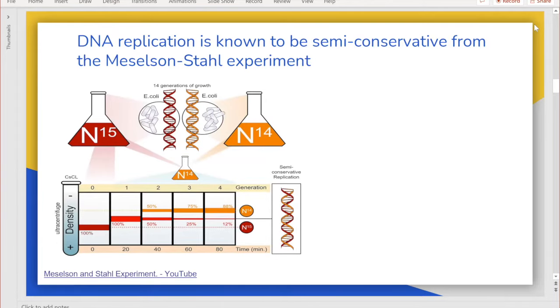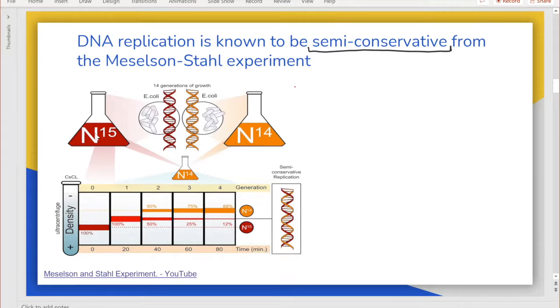There are 4 features of DNA replication. The first is that DNA replication is semi-conservative. And what that means is that each new DNA double helix includes one of the original parent strands and one newly synthesized strand. This experiment by Meselson and Stahl is what showed that it's semi-conservative.